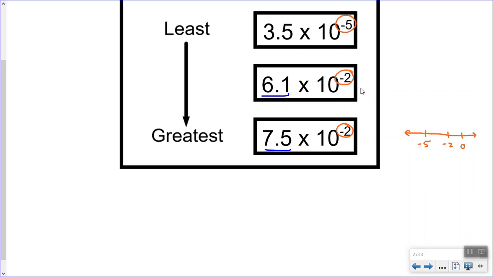But then we have two numbers with exponents that are equal. So we move on to the decimal in front. 6.1 is smaller than 7.5, so that means that 6.1 times 10 to the -2nd is going to be less than 7.5 times 10 to the -2nd. And so we end up with the numbers in this order.